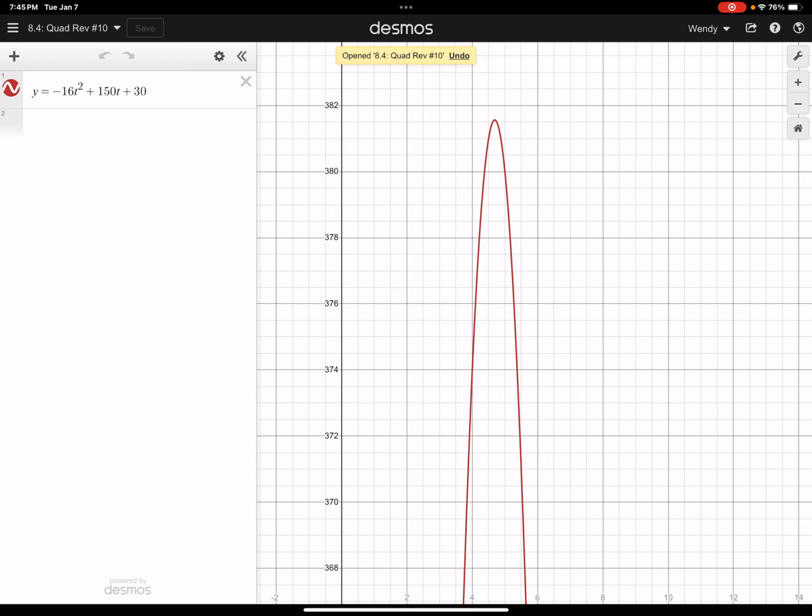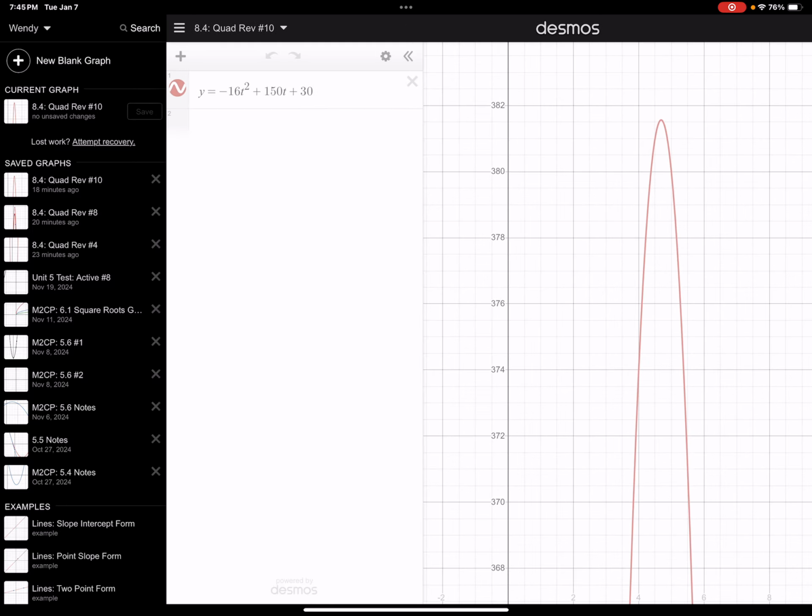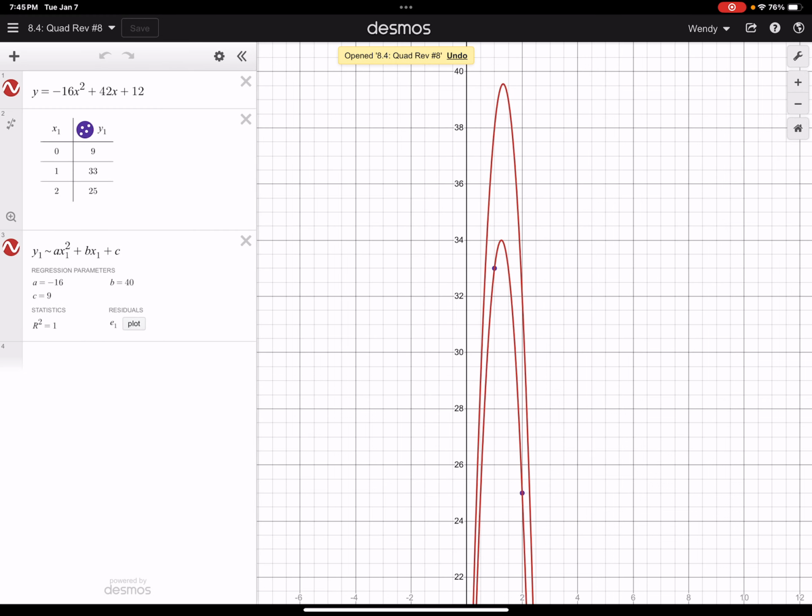On this one, I entered in, is this the right one? Oops, I did the wrong one, sorry. All right, there we go. So I did this first one right here, I'm going to ignore that one. And then that's negative 16. Now I'm going to enter in my first one, so now I entered in my points on a table.